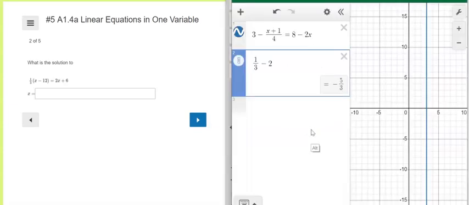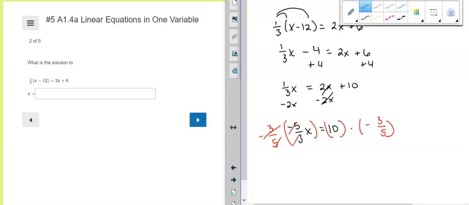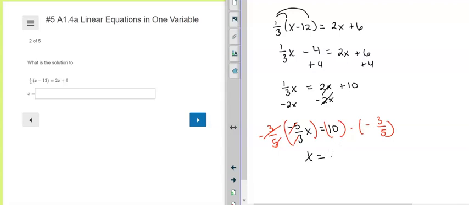Let me make sure I did that right. Yeah. Equals 10. And then finally, to get rid of this, I'm going to multiply both sides by the reciprocal. So I'm going to do 3 over 5, and I'll also make it a negative so that the negative also goes away. So all that gets crossed out, and then you just have x equals negative, so 10 divided by 5 is 2, and then 2 times 3 is 6, so negative 6.